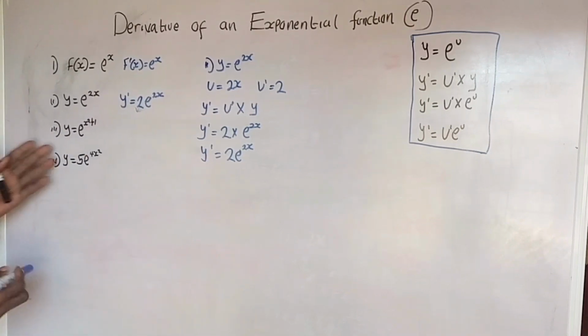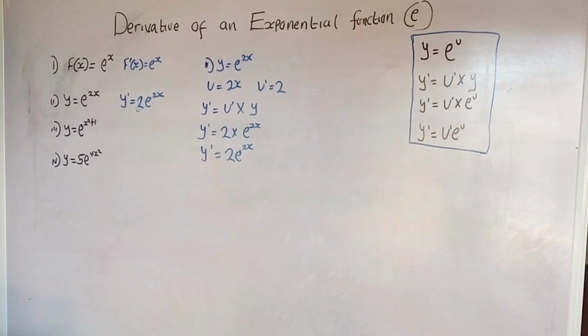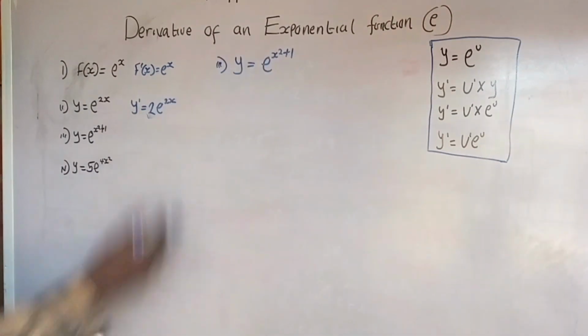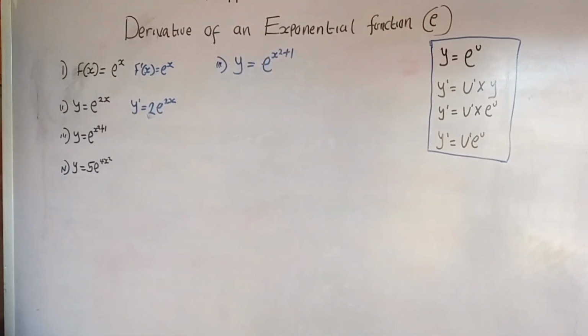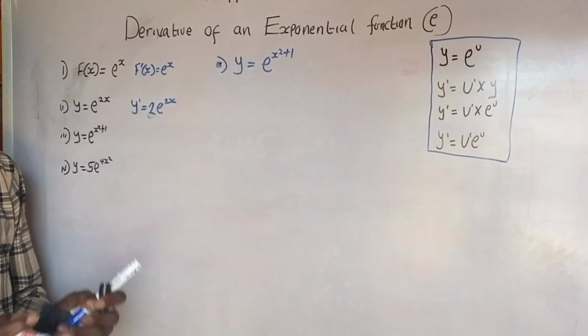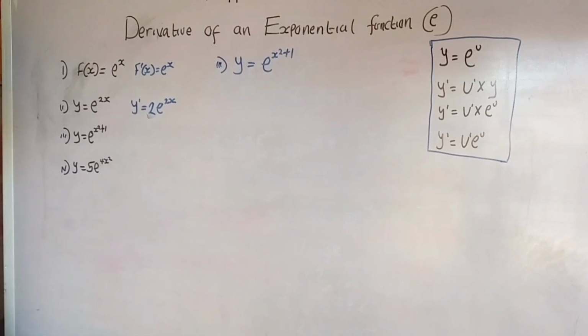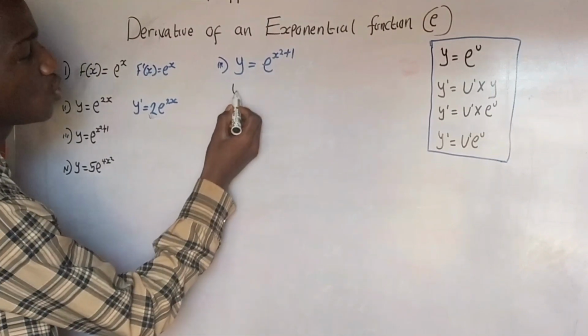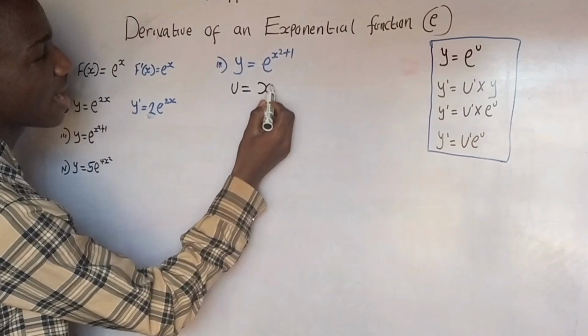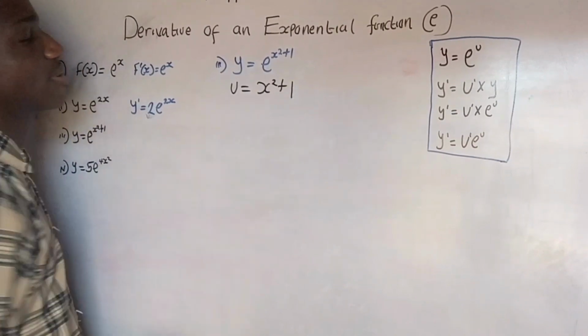So let us proceed to question number 3. Okay, we have y is equal to e raised to the power of x squared plus 1. Don't forget our approach. The first thing is to set u as the power to which the exponential function is raised. So in that case, I'm going to have u is equal to x squared plus 1.